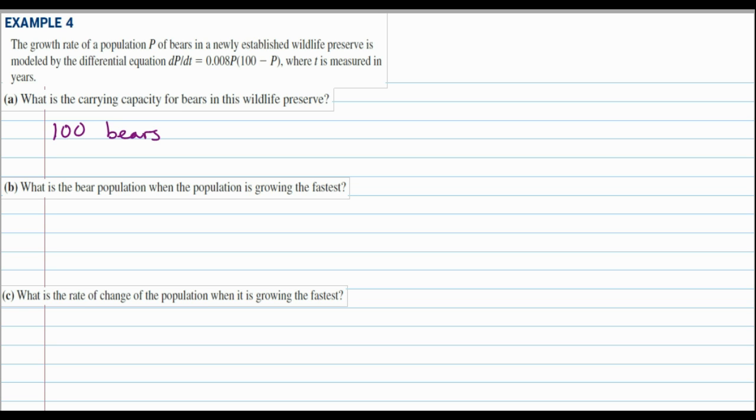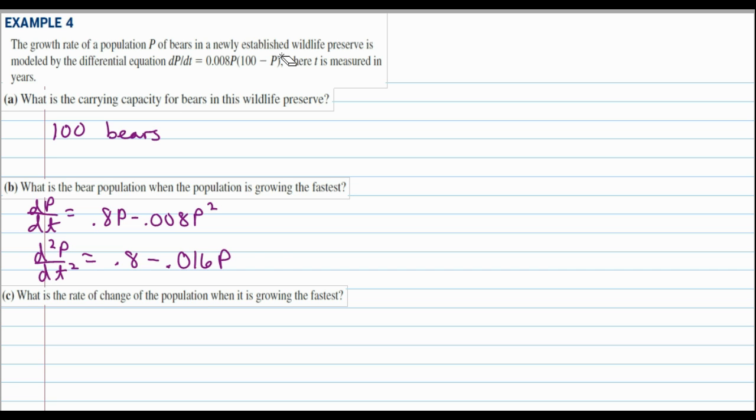All right, so B, what is the bear population when the population is growing fastest? Well, when it's growing fastest, it's going to depend on the first derivative. So I will take that first derivative. I'm going to distribute to make it a little bit easier, and I want to find out when it is growing the fastest. So I want to find out the rate at which it is growing, so I need the derivative of the derivative. So I'm going to take the second derivative, which would be 0.8 minus 0.016P. See how that was easier to take the derivative after I distributed?